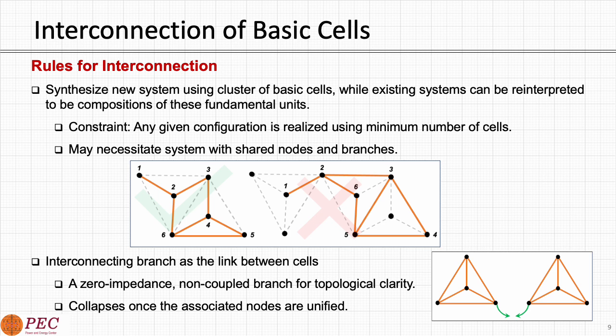Now, the next rule is that, as we said before, the interconnecting branch is the only link between cells. It's a zero impedance, non-coupled branch for topological clarity. As can be seen in the figure, once 2 nodes come together to form a unified node, it collapses into it.